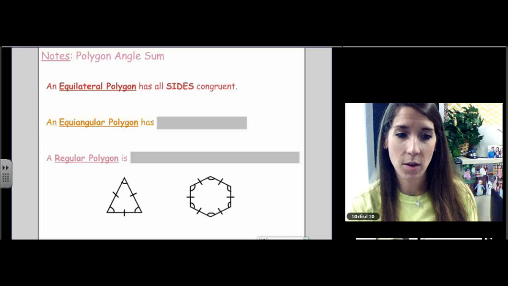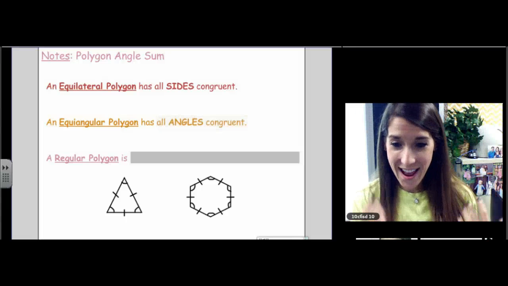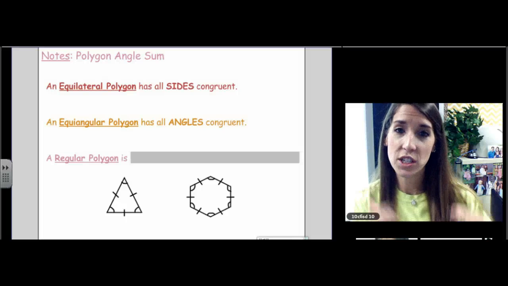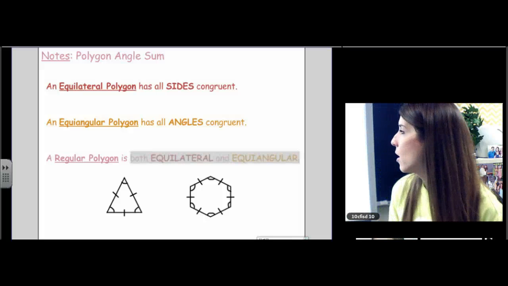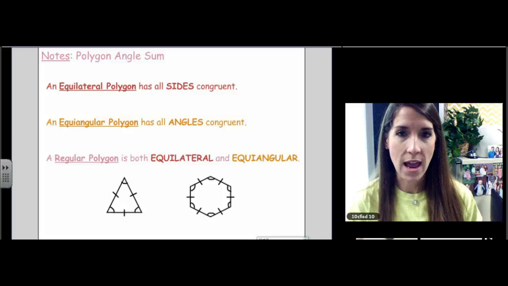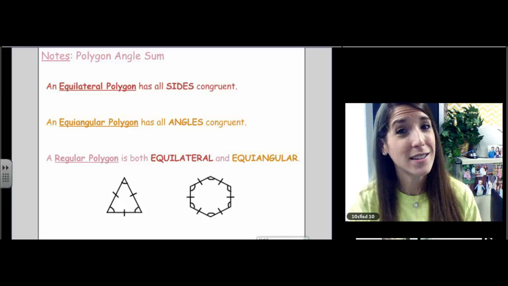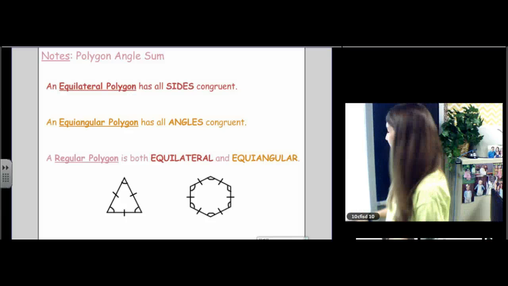Conversely, an equiangular polygon is going to have all angles congruent, just like it sounds. So then a regular polygon, which is the word we were working up towards, is going to be both equilateral and equiangular. We're going to use that word a lot, regular polygon, and I'm going to expect that you know what I mean. A regular polygon has all angles congruent and all sides congruent. A lot of the polygons we're going to work with are going to be regular polygons.